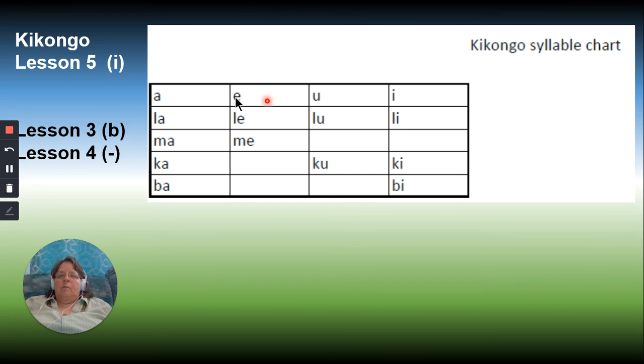And now for our syllable chart, we've added another vowel, and we have li, ki, and bi as things we've highlighted in this lesson. And you can see here we have some gaps that we're going to watch to be able to fill in future lessons.